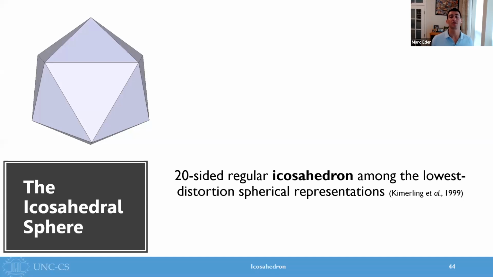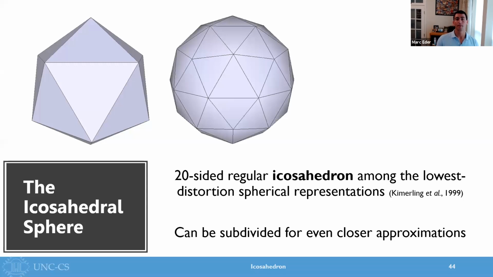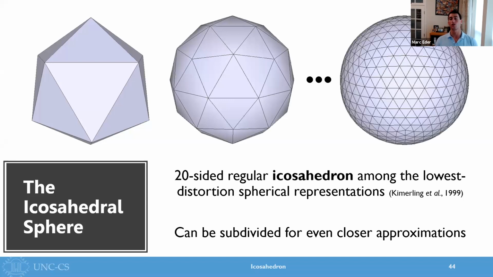the least distorted spherical representations. In cartography, what they call geodesic grid projections. It's actually used for many applications, including weather and climate simulations. It also has the additional benefit that it can be subdivided, meaning each face can be broken into 4 equally sized smaller faces. And this allows us to get increasingly close approximations to the sphere.